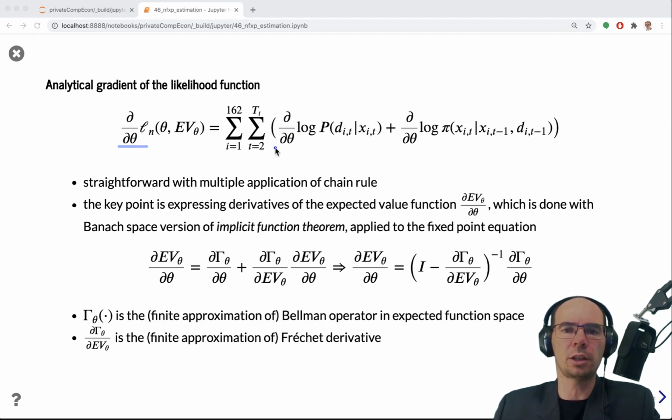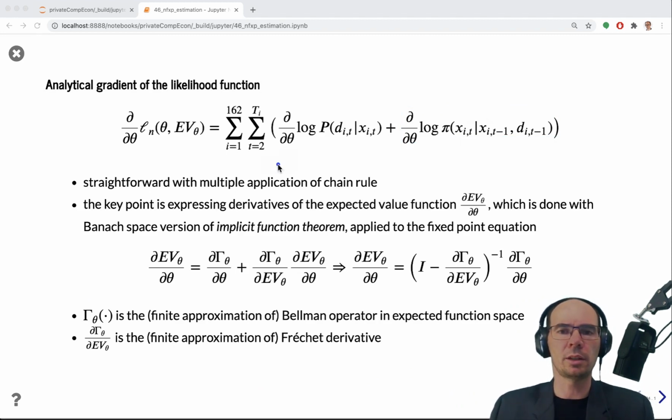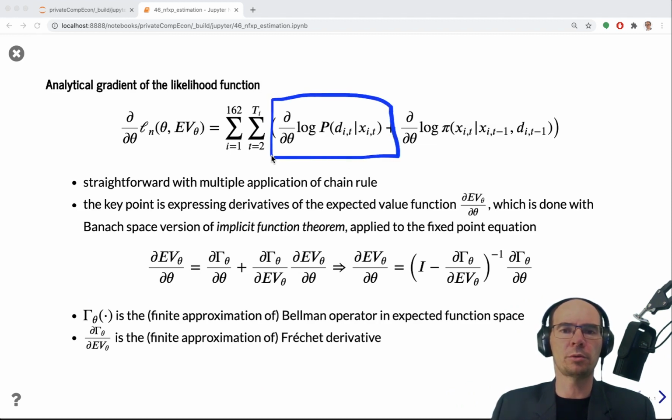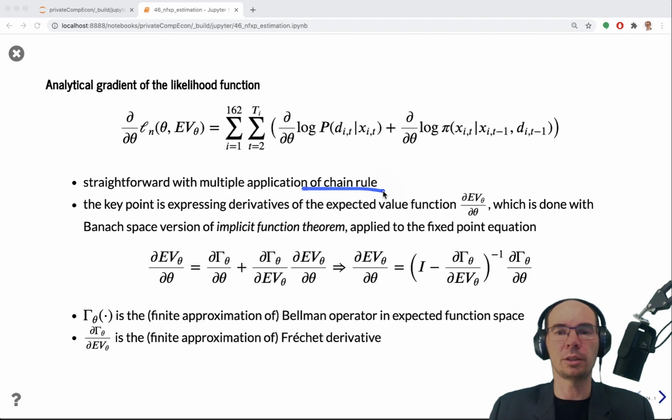The differentiation carries through into the components. So the derivative of the transition probability, which is basically parameters themselves, is pretty obvious. And in the differentiation of the choice probabilities, which have this complicated form, we will need to apply chain rule many times, but it all comes down to the derivatives of the utility function and the derivatives of the expected value functions.